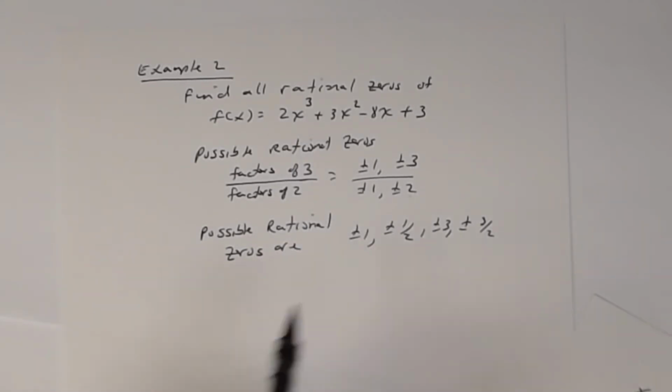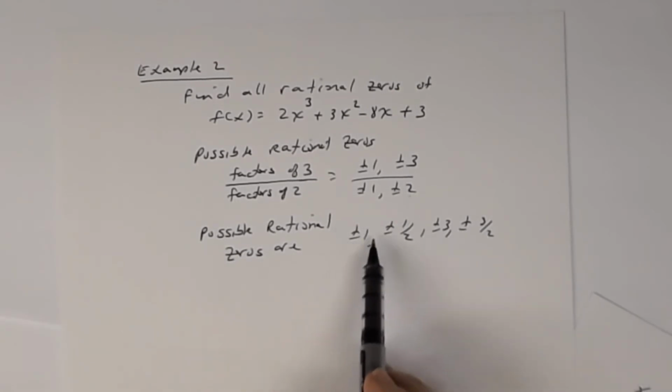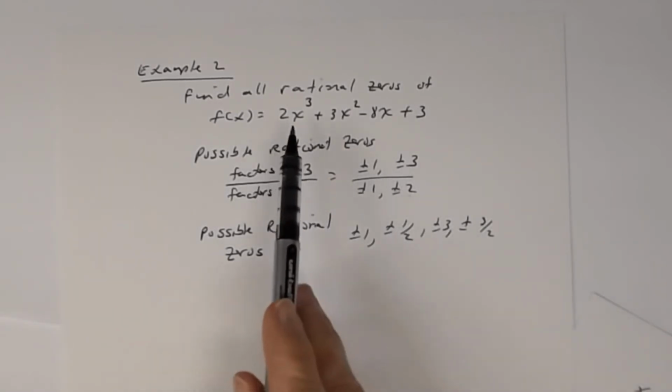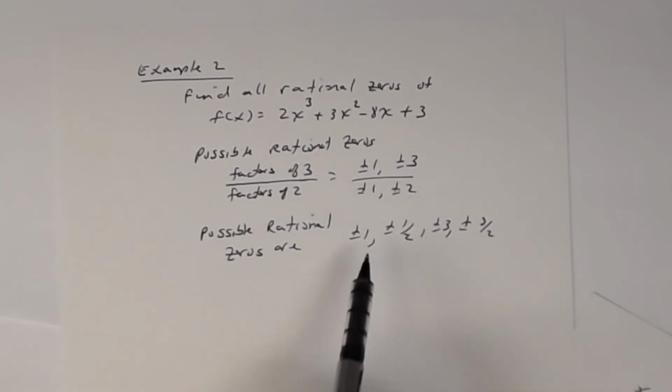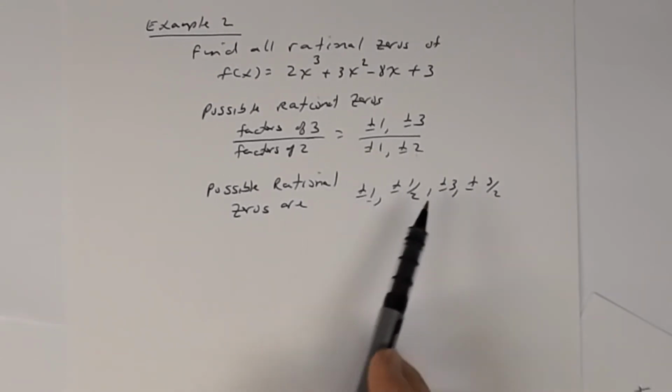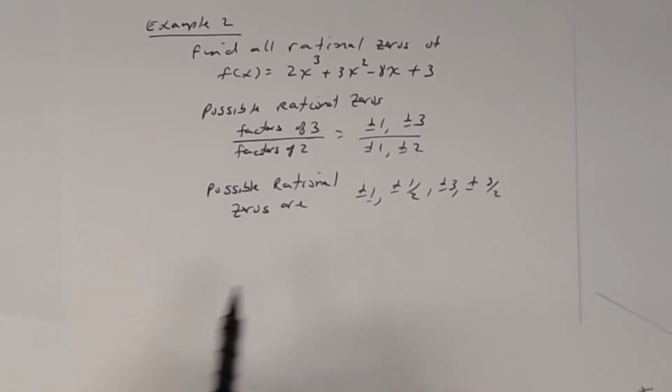Okay, so remember, most students will navigate to the integers first, and that's fine. But keep in mind, let's say there's only one rational zero. It could be a fraction. Okay, just keep that in mind. But most students will navigate to the integers first. So they'll try plus or minus 1, plus or minus 3 before they'll even try the fractions.